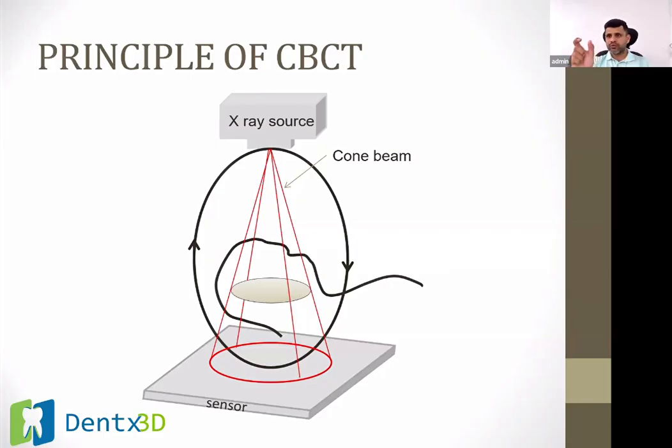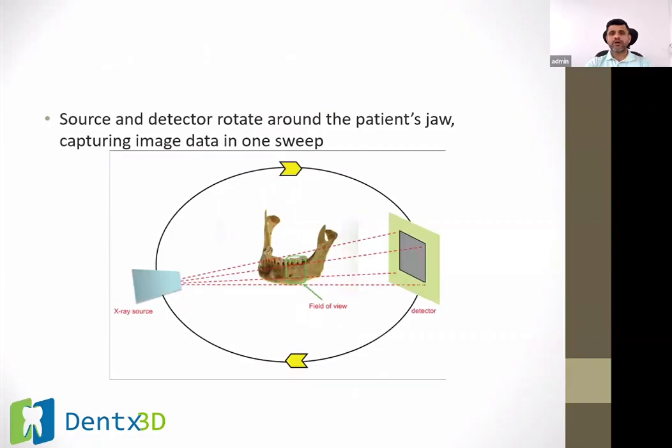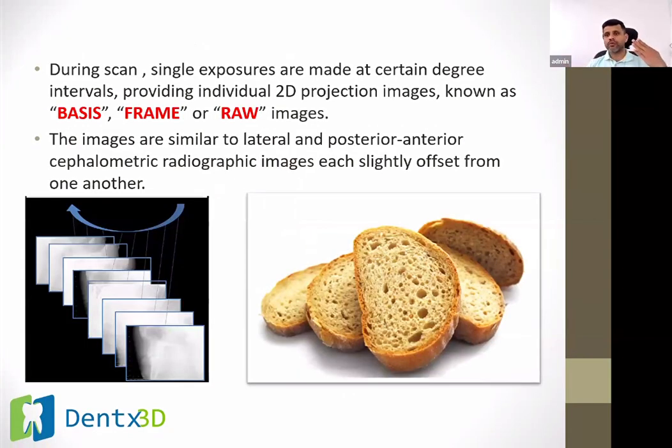So if it is a 2D, it will record all the objects in all the 3 planes. So that is the basic difference. So what happens is your X-ray source and the detector will rotate or revolve around the patient. And while it does so, the X-ray source will emit radiations or X-rays one after the other. And there are series of hundreds of X-rays done.